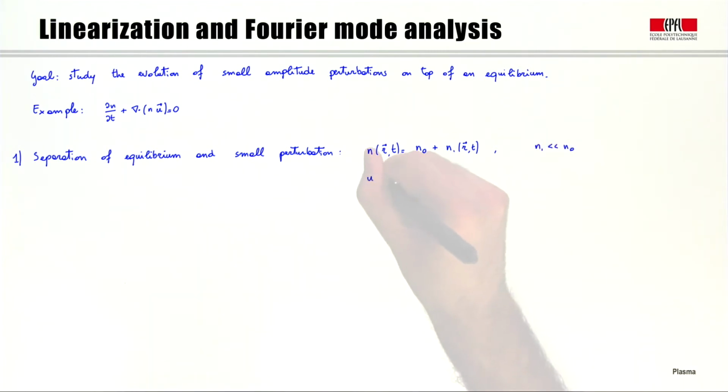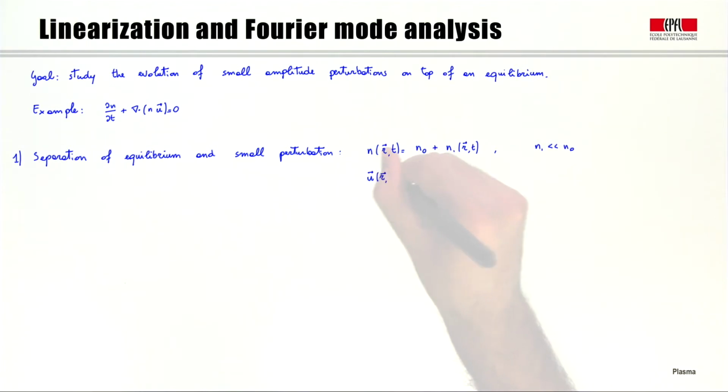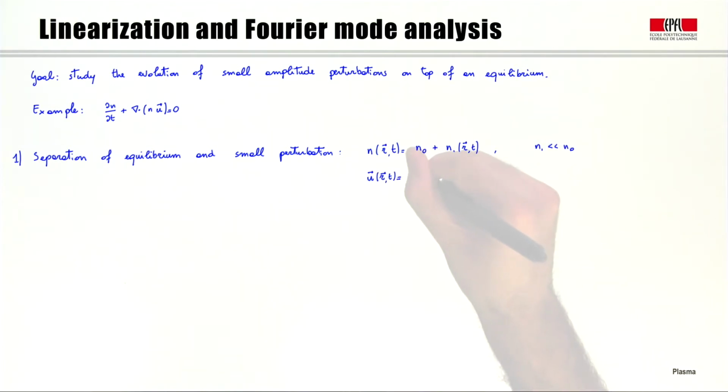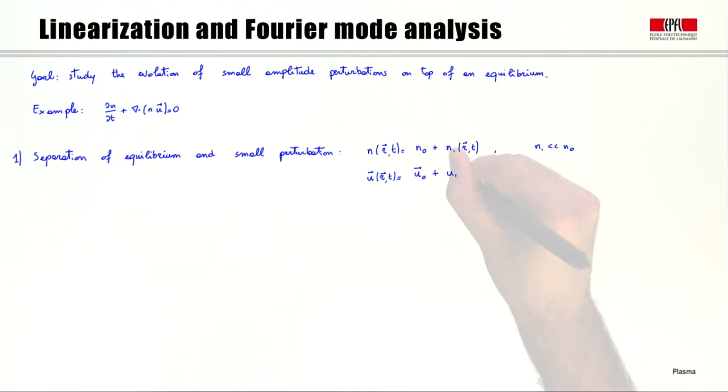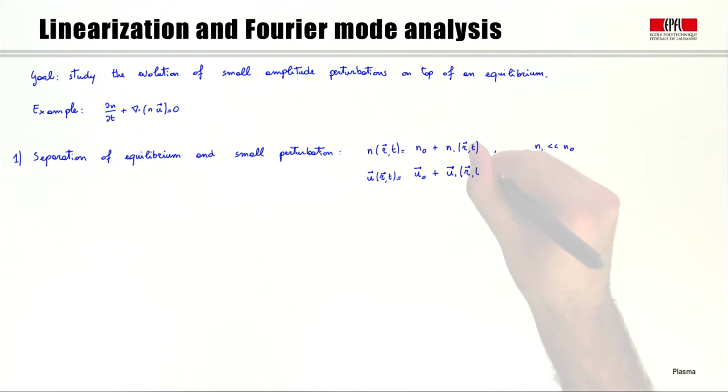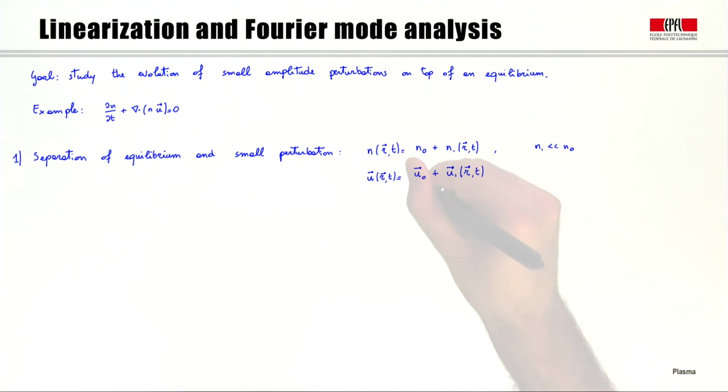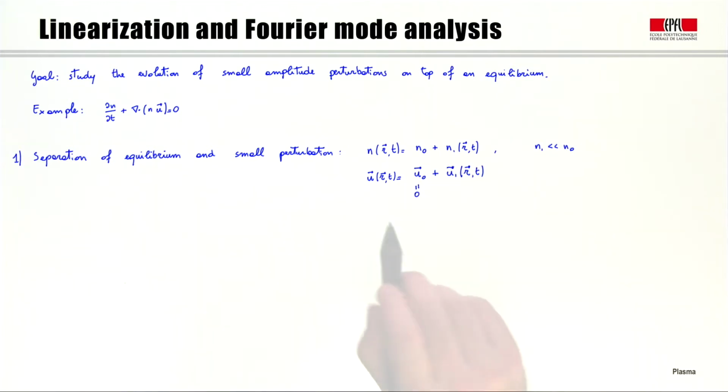Similarly, for the velocity, we will say that this is given by an equilibrium quantity plus the perturbation. Now, if we look at the case of static equilibrium, we will have that this u0 will be equal to 0. And therefore, u will only be given by this small perturbed velocity u1.